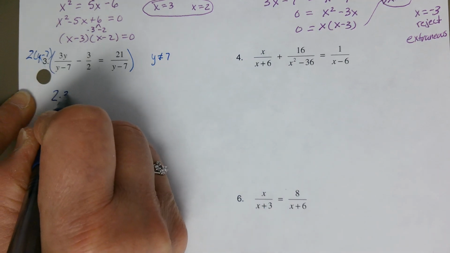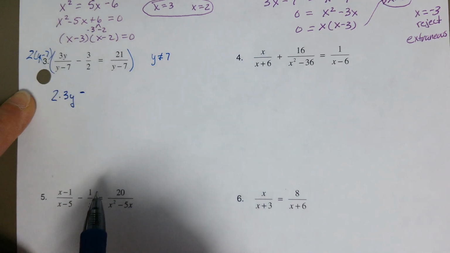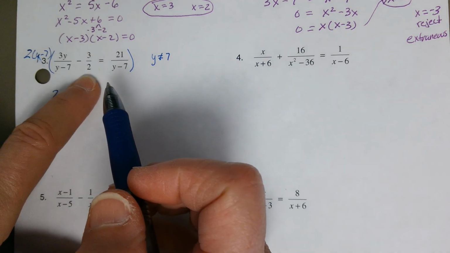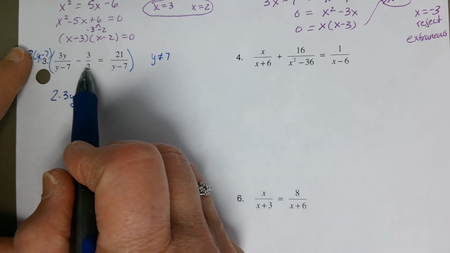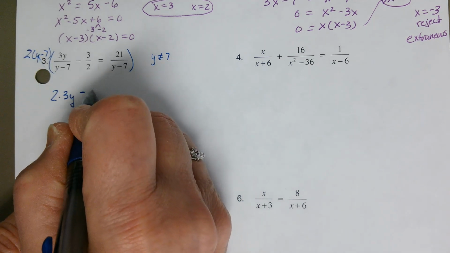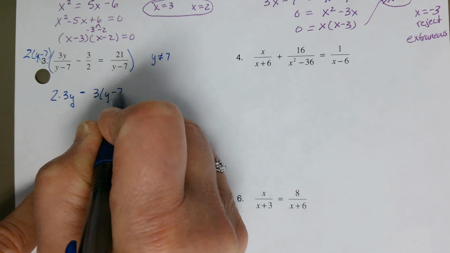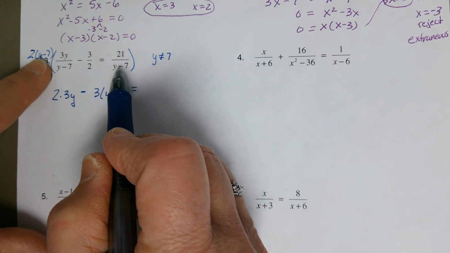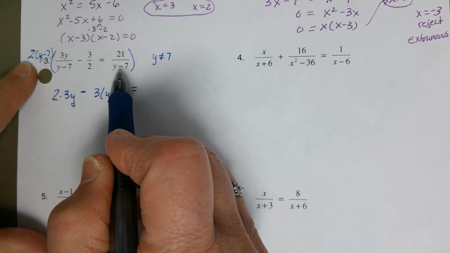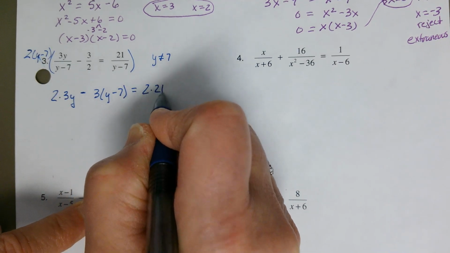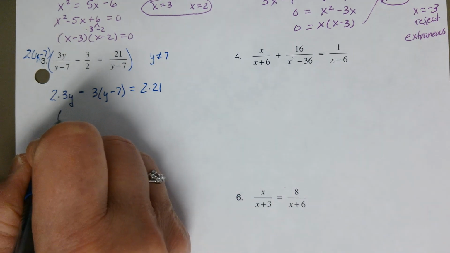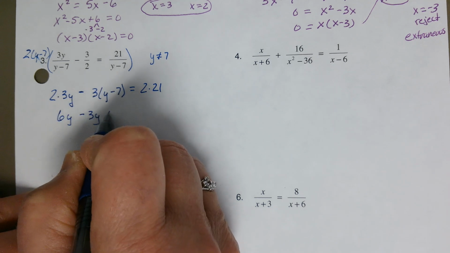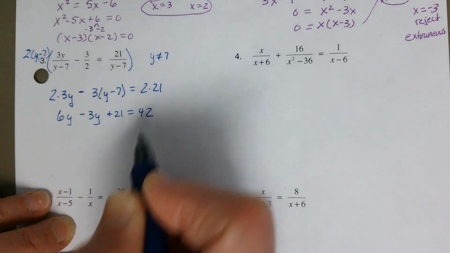that leaves me with 2 times 3y minus 2 times y minus 7 times 3 over 2, the 2's divide out, leaving us with 3 times y minus 7. And this fraction times this, the y minus 7's are out, we're left with 2 times 21. So 6y minus 3y, make sure you pick up the negative there, plus 21 equals 42.